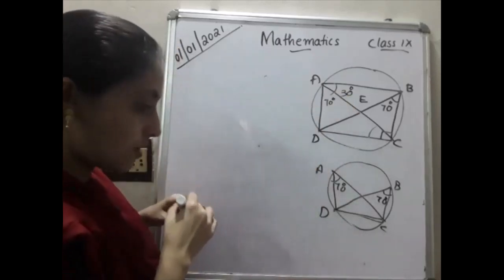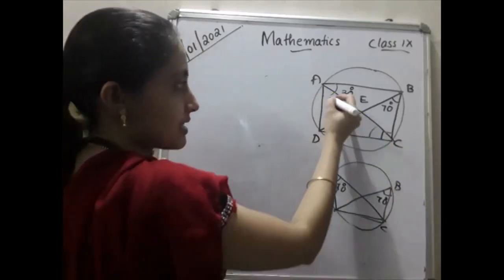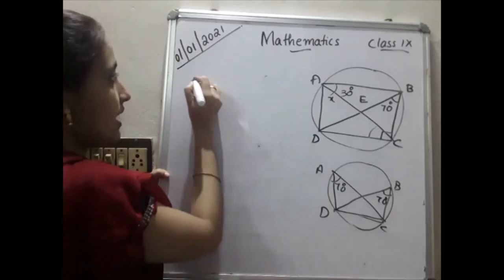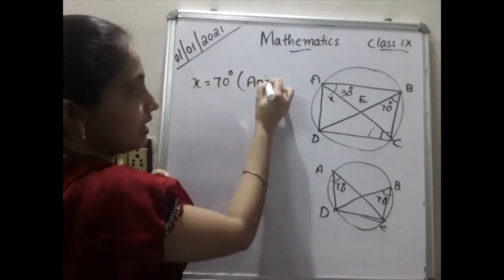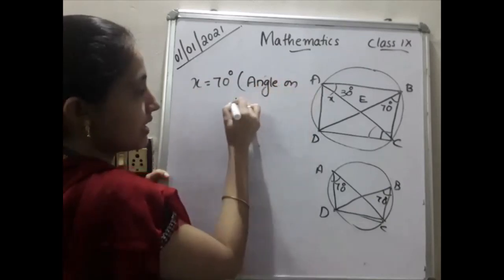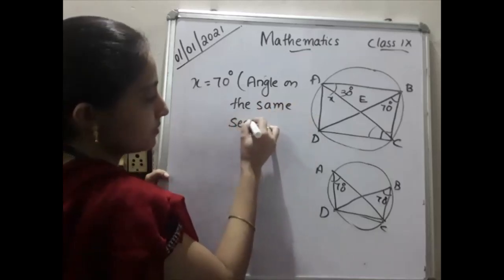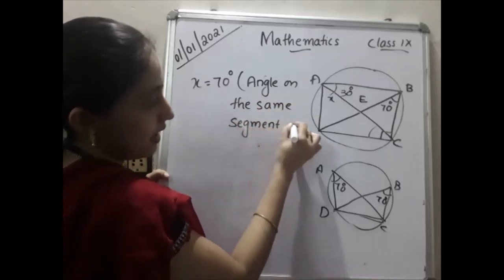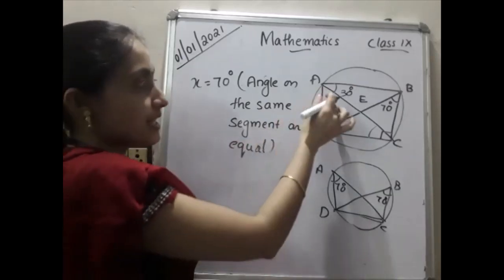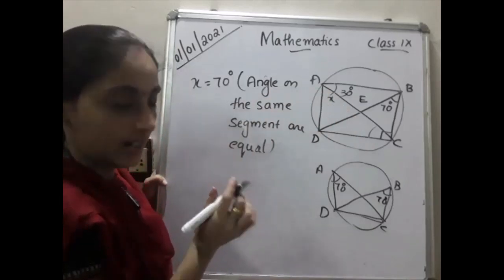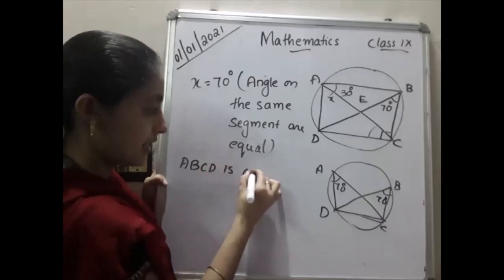I will mark that angle as x, because there are many angles and you will be confused. So we can write x is equal to 70 degrees. Reason: angles on the same segment are equal. So this angle is 70 degrees. We know that ABCD is a cyclic quadrilateral, so you can write ABCD is cyclic.